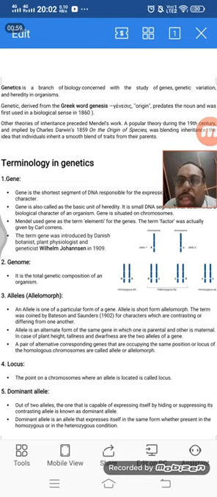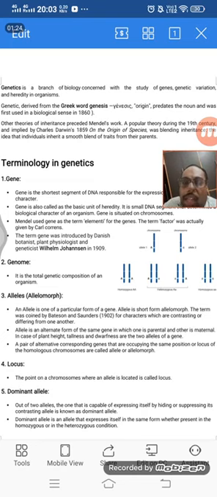This is a compulsory chapter from the examination point of view, and some mathematical questions are also possible from this. So each and every term is important in this chapter. First we will start with what is genetics.